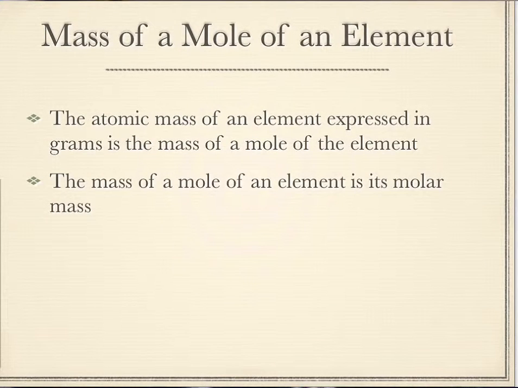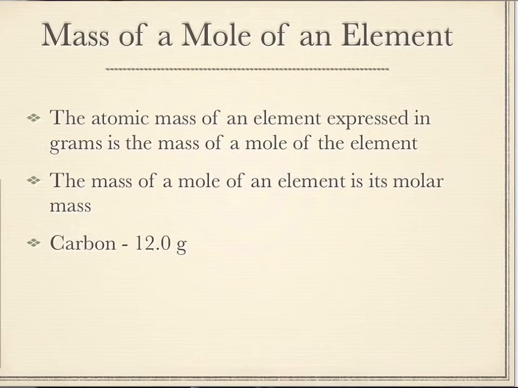So the mass of a mole of an element is known as its molar mass. By the way, molar mass is kind of a generic term. If we're talking about a molecule, we'd be talking about its molecular mass. If we're talking about an ionic compound, we could be talking about its formula mass. But molar mass is just kind of generic. It means all of those. So it's a good word to use, easier than trying to separate all those other ones out.